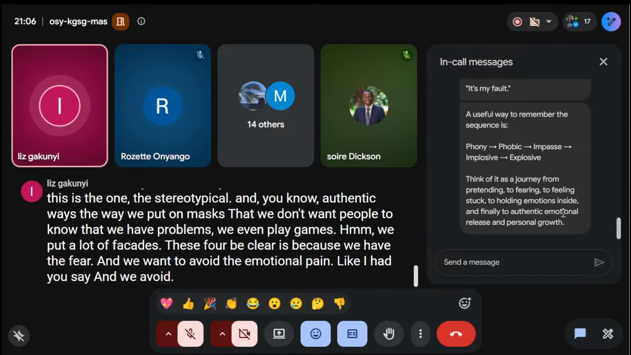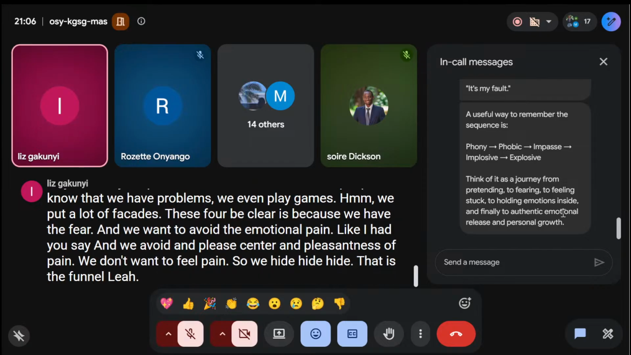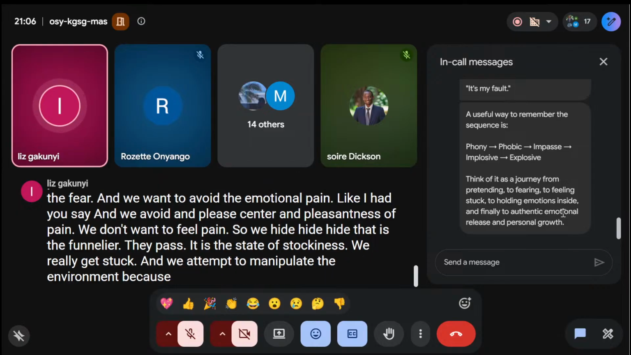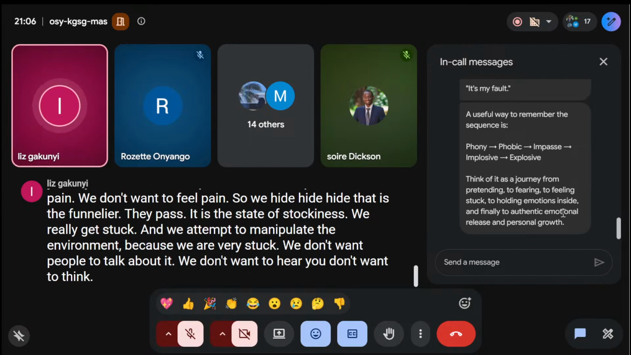And we avoid the unpleasantness of pain. We don't want to feel pain. So we hide. That is the phony layer. The impasse is the stage of stuckness. We really get stuck, and we attempt to manipulate the environment because we are very stuck. We don't want people to talk about it. We don't want to hear. We don't want to think. We feel a sense of deadness.